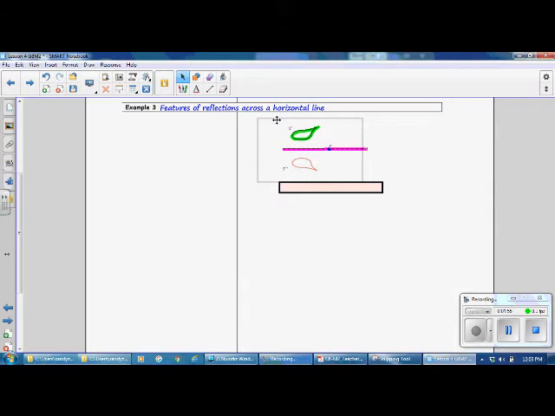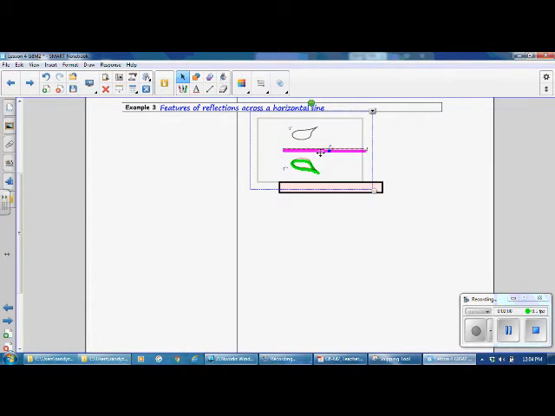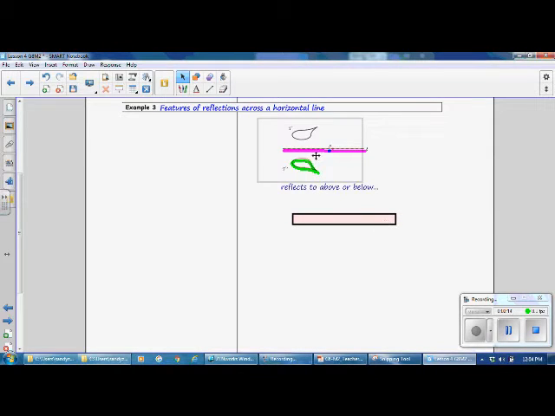So again, here is our original, and then when we reflect that up and down, notice that it has moved up to down instead of left to right. This is reflecting above or below.